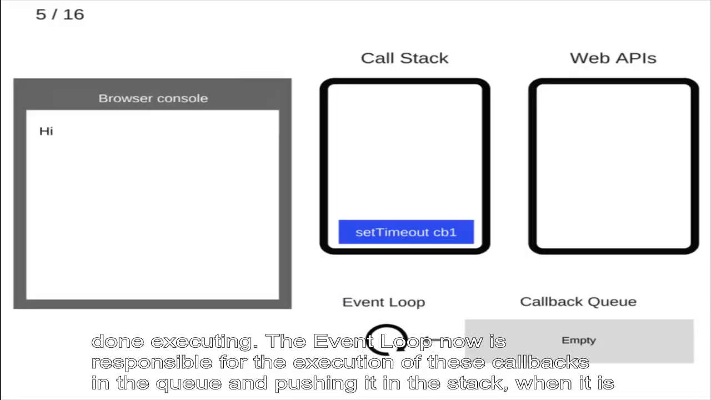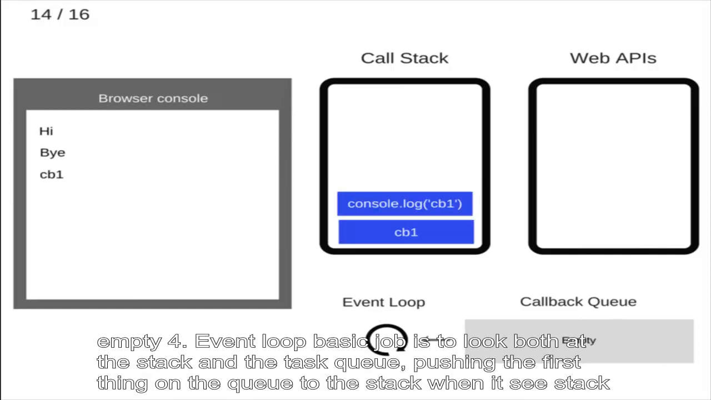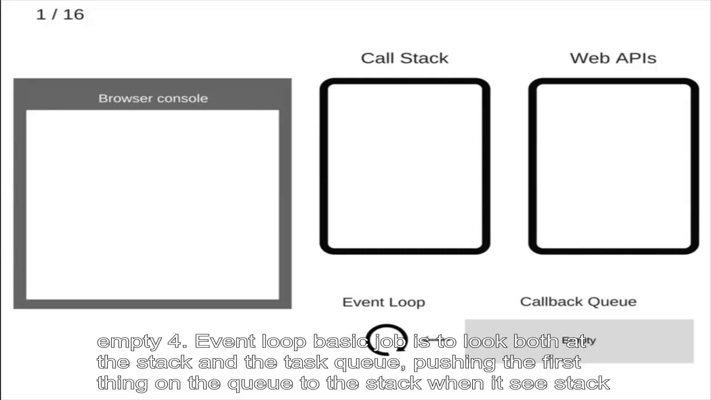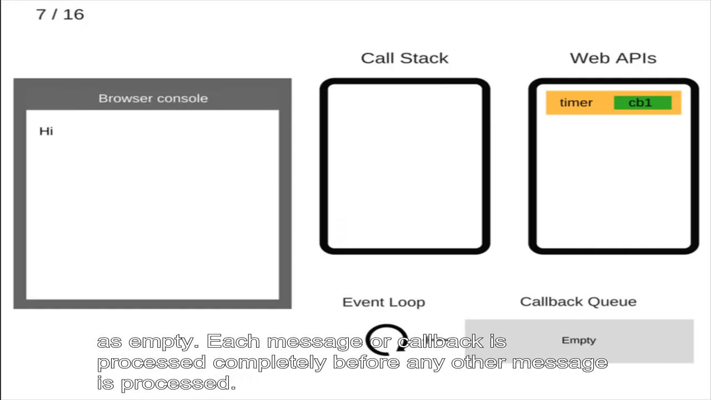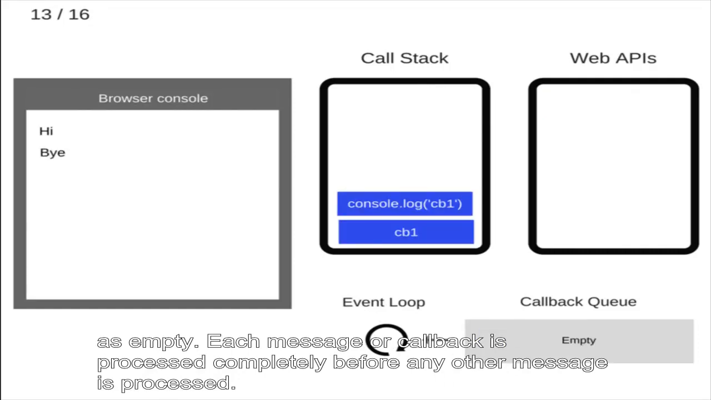The event loop now is responsible for the execution of these callbacks in the queue and pushing them onto the stack when it is empty. The event loop's basic job is to look at both the stack and the task queue, pushing the first thing on the queue to the stack when the stack is empty. Each message or callback is processed completely before any other message is processed.